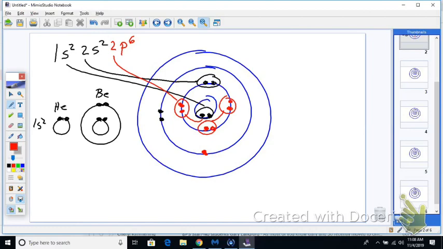We're at boron through neon right now. So right now we're at neon. How many are across this P group? Remember I said this is a P6 block. 1, 2, 3, 4, 5, 6. So you're all the way to neon now. So here's neon.